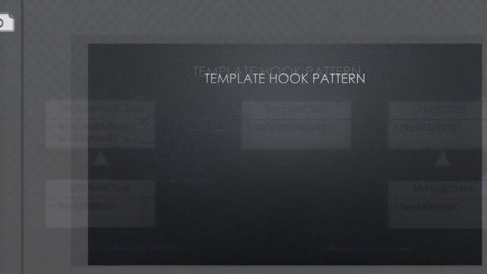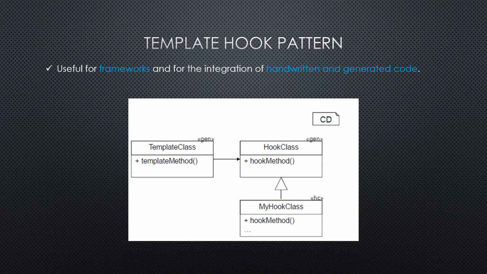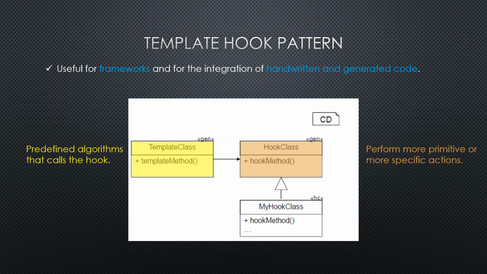Template hook pattern. The template hook pattern is a very basic design pattern, but still, it is very useful for frameworks and even more so for the integration of handwritten and generated code while keeping both sorts of code separated. The simplest form of this pattern consists of 2 methods: the template method and the hook method. In the template, a predefined algorithm is stored that calls the hook to do some of the more primitive or more specific actions. In general, a hook point is a place within the template that is meant for adoption.